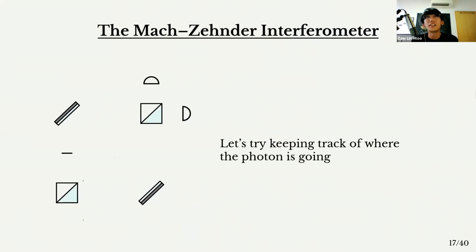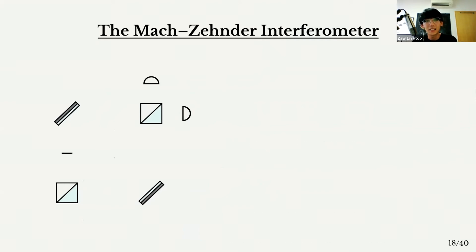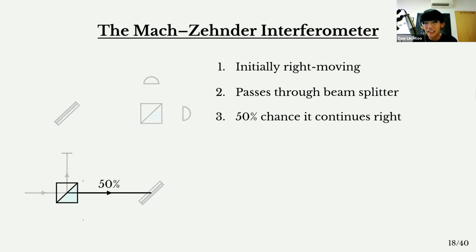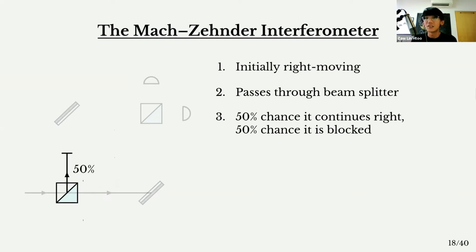Just to gain some intuition of it, let's try to keep track of where the photon is going. So let's start with the photon coming in from the bottom, at the first beam splitter. What happens immediately afterwards, we know, is that it passes through a beam splitter, and there's a 50% chance that it goes through to the right moving path, and a 50% chance that it goes to the upper moving path. And if it goes through the upper moving path, it gets blocked.